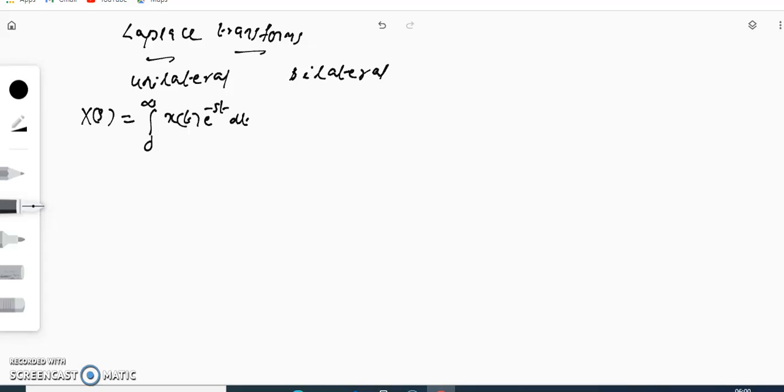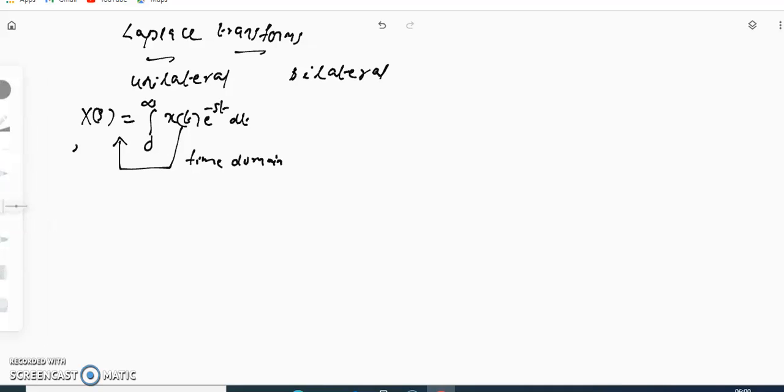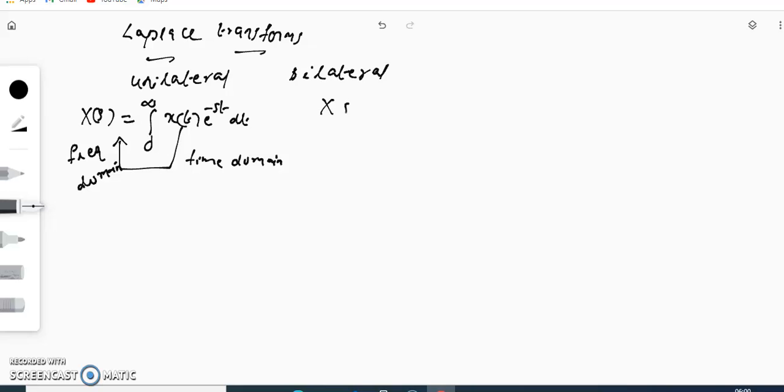That means you are transforming this x of t, which is in time domain, to a signal in frequency domain. So this X of s is actually a signal in the frequency domain. You are transforming the time domain to frequency domain. Bilateral, the only difference is instead of integral 0 to infinity, it is from minus infinity to infinity. That means it is two-sided. Laplace transform exists in two sides.